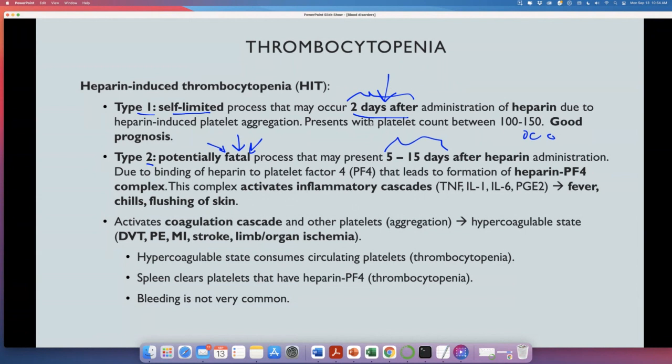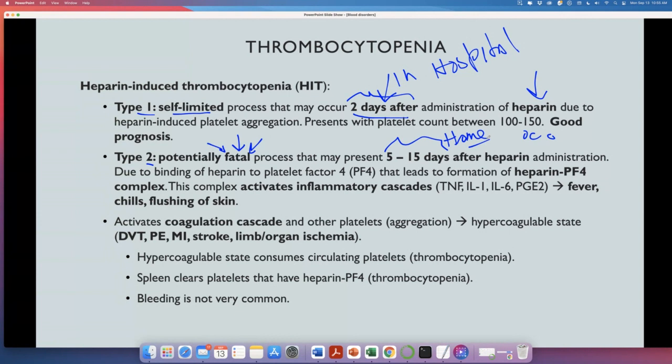So if this presents 2 days after the start of heparin, they are probably still in the hospital. However, 2 weeks after or 10 days after, they may be at home. And not everybody has a family that is able to think about what's going on here. Okay, is this a problem? Is this not a problem? Should I call? Shouldn't I? So this can be bad. And one of the reasons is people don't realize the severity of their problem sometimes.